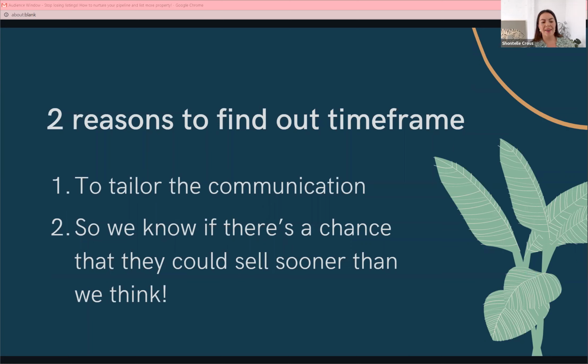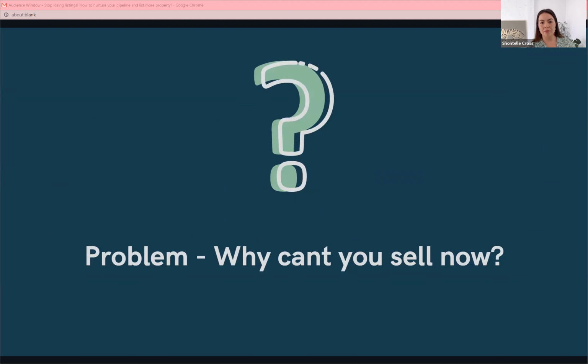Now we'll jump into that more around the time frame, because often what happens is that when we're asking the question around when they are thinking of selling, they actually give us the answer to the next question, which is, why can't you sell now? So this is our number 2, the problem. The reason that we want to know the problem, and this is super, super important, is because the problem determines whether their time frame is a set time frame or whether the time frame could change.